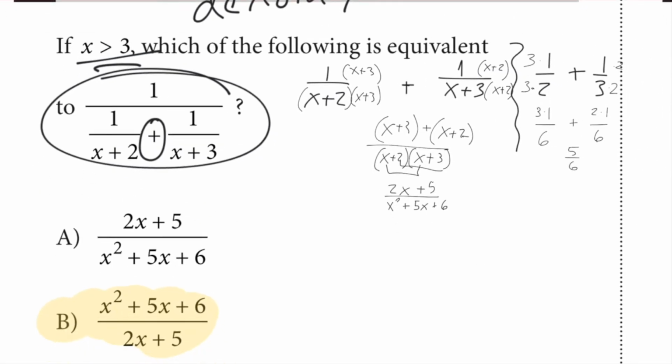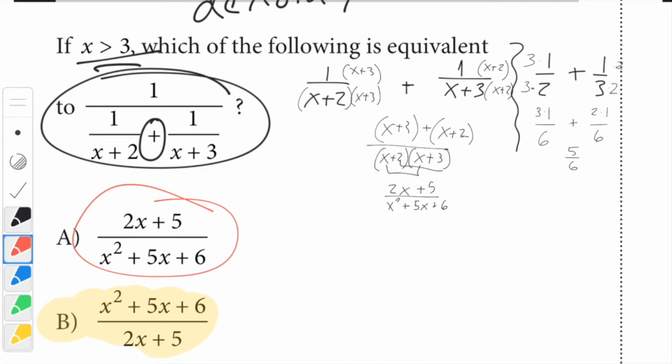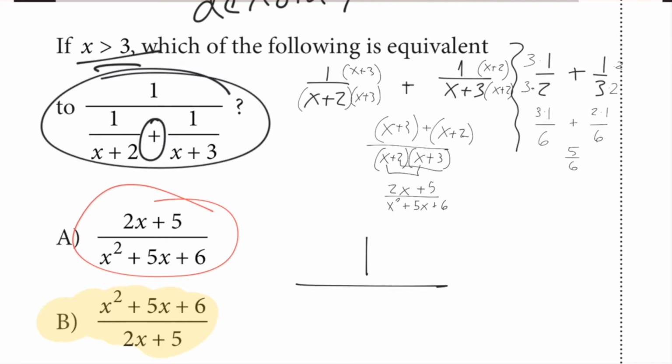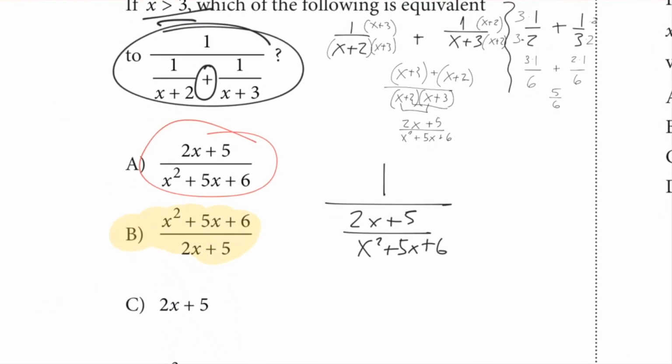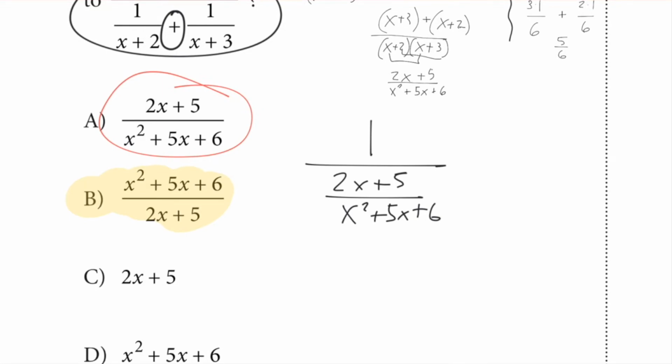Notice that is one of the trap answers, but what you have to remember to do is plug it back into the original. The full expression is going to be 1 over your answer, 2x plus 5 over x squared plus 5x plus 6. And in order to simplify that, you have to take the reciprocal of what you're dividing by. The reciprocal of this 2x plus 5 over x squared plus 5x plus 6 is x squared plus 5x plus 6 over 2x plus 5, which gives you the right answer.